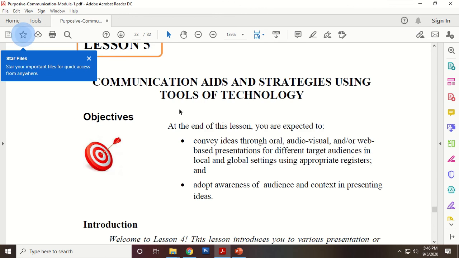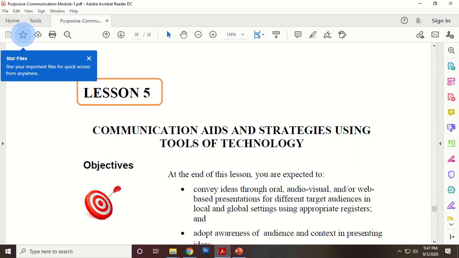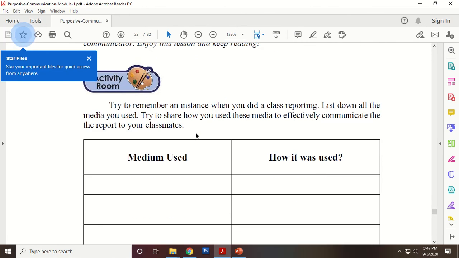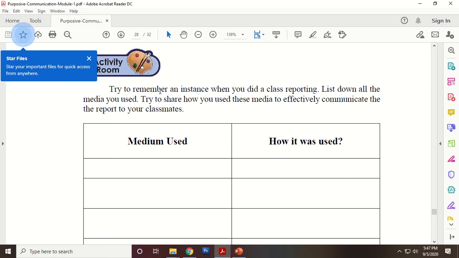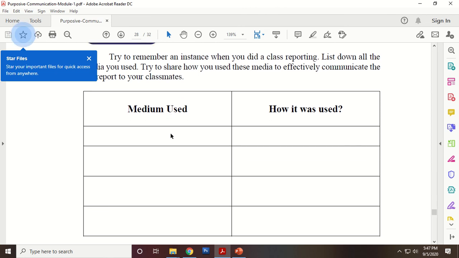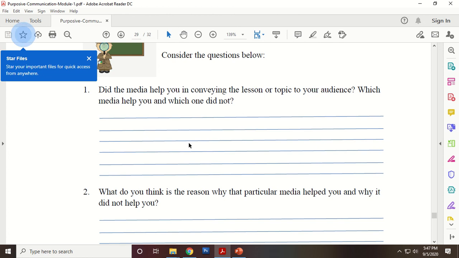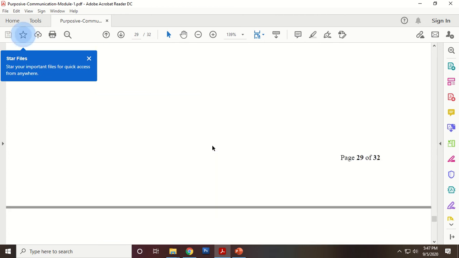There's no lesson 4. So on lesson 5, communication aids and strategies using tools of technology. We have objectives here again, introduction, activity room. In this case, you're still going to answer this one. Try to remember an instance when you did a class reporting. List down all the media you used. I think this is very understandable and very easy. You could just write one sentence here. It's okay, no problem. Next is the analysis. Again, on this part, we have a maximum of 5 and a minimum of 3 sentences.